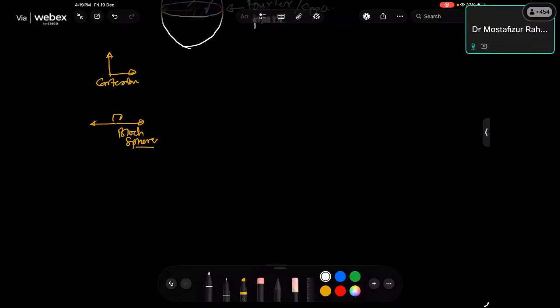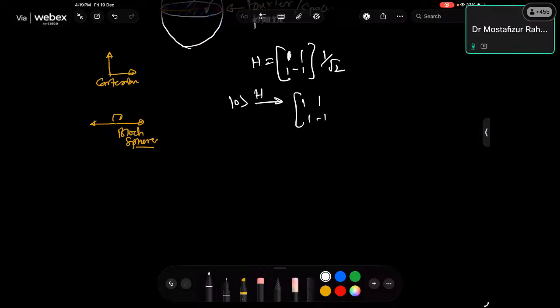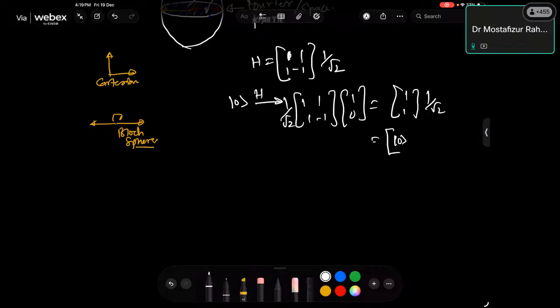The Hadamard gate is the matrix 1 1 1 minus 1, normalized by 1 over square root 2. If you apply it to 0, that is 1 1 1 minus 1 times 1 0, and this equals 1 1 normalized by square root 2, and 1 1 means basically ket0 plus ket1. So this is also known as the superposition gate, right?